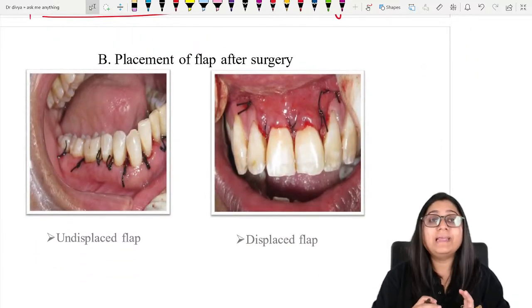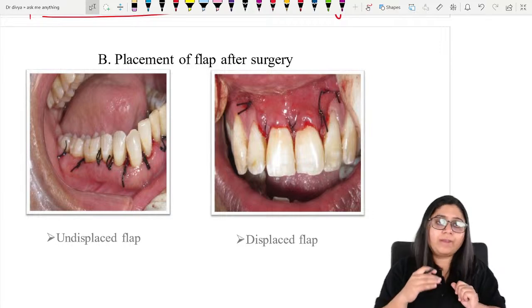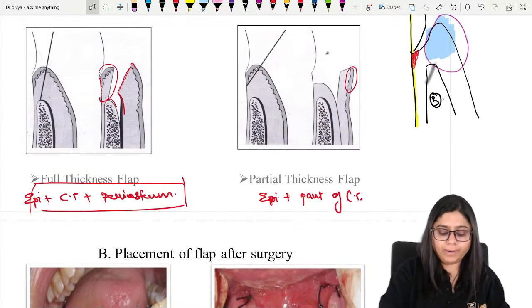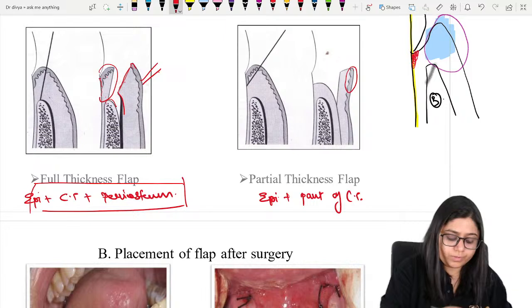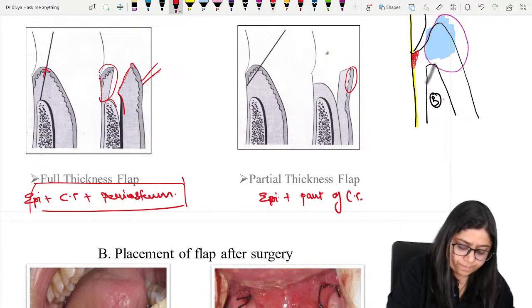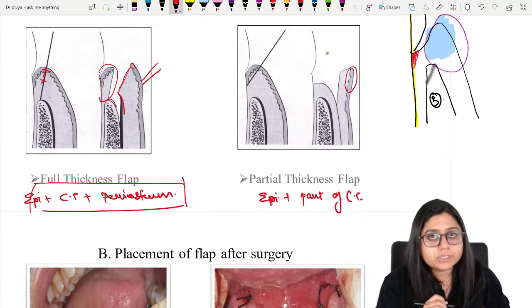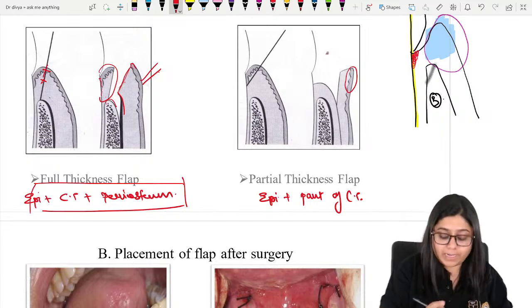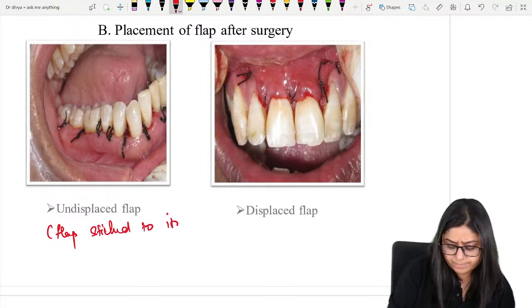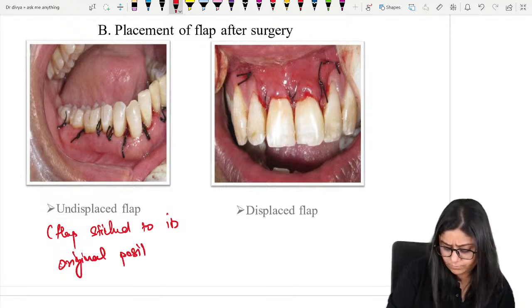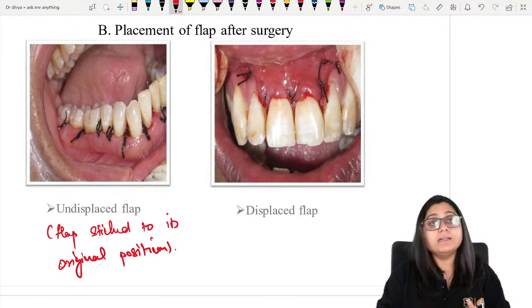Now, based on the placement of the flap. Here we have elevated the flap, and now we need to place it back. If this flap is stitched back to its original position, it is an undisplaced flap. So a flap stitched to its original position is an undisplaced flap.